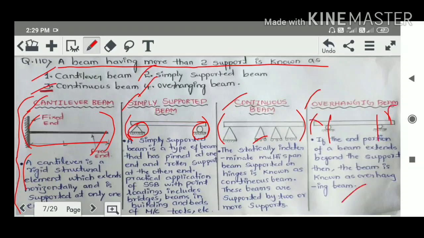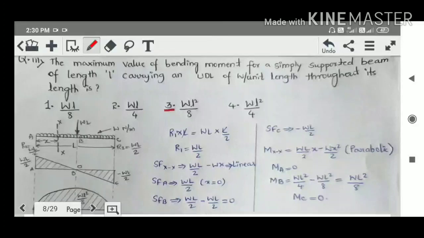Okay friends, and the correct option for this question is option number 3. A beam having more than 2 supports is known as a continuous beam. Option number 3 is the correct answer. Okay friends, let's move on to question number 111.